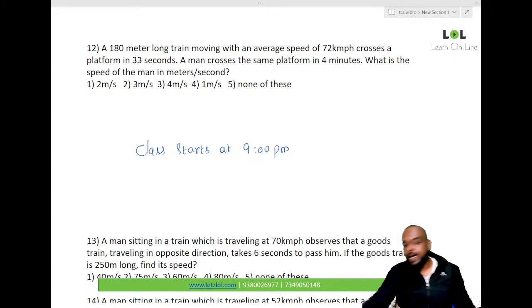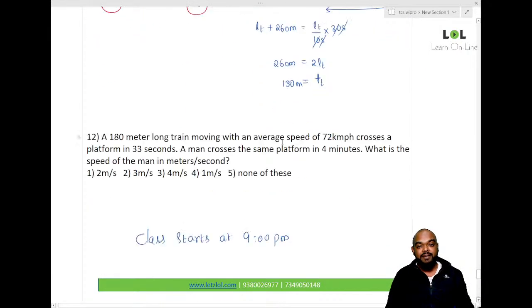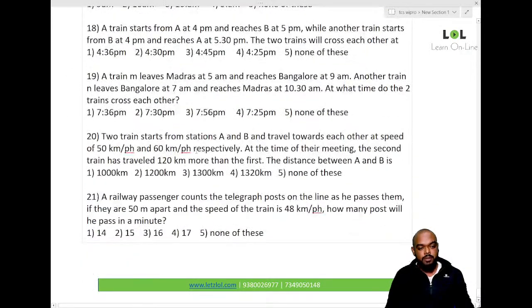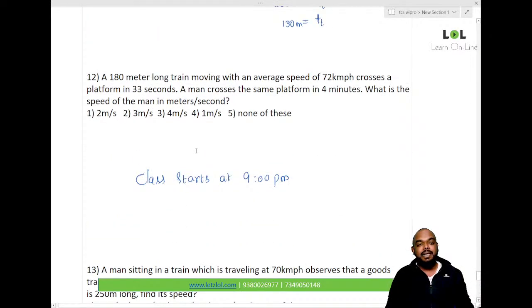Okay, welcome back, everybody. In this session, we will be continuing with the same class, the same topic, problems on trains. In the previous class, we solved 11 problems, and we still have a few more problems here. Let us finish these today. Today we'll be completely done with the problems based on trains. So let us get started.